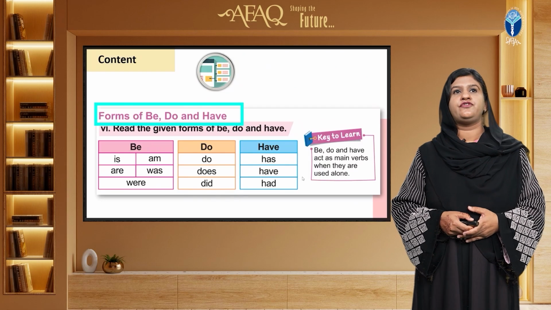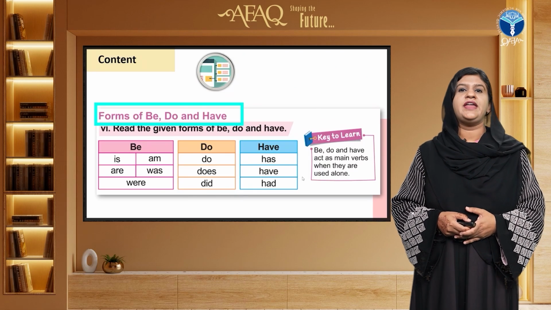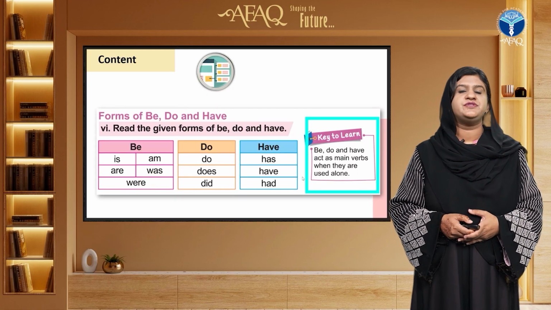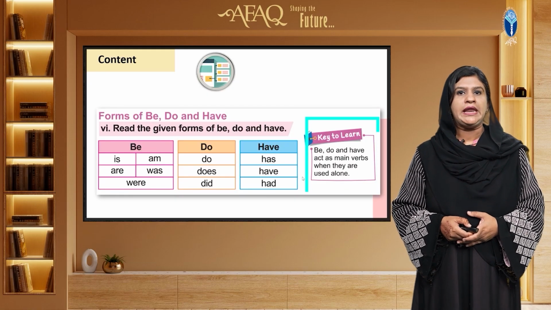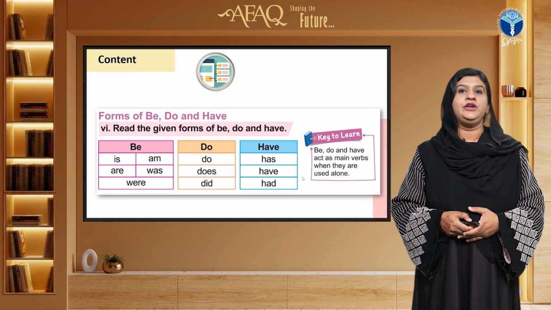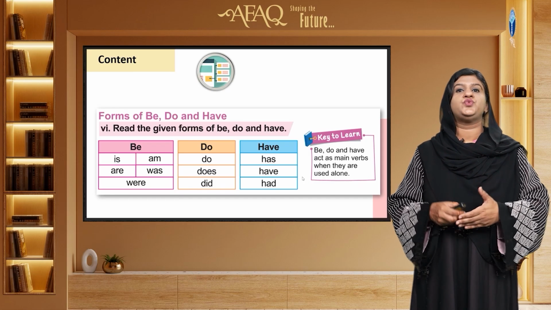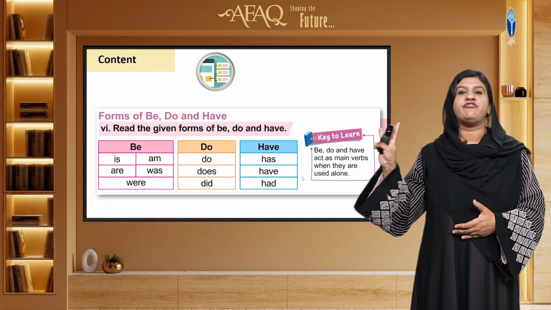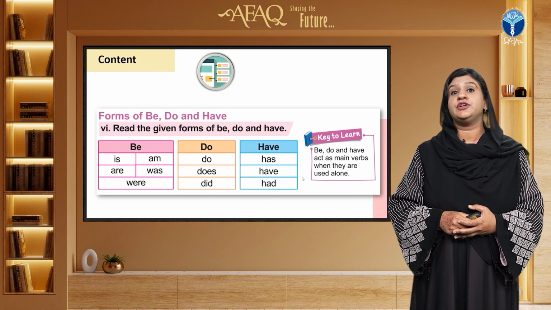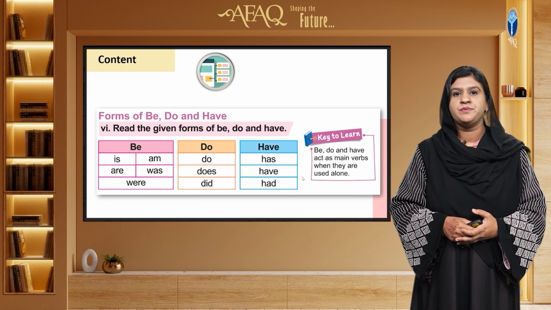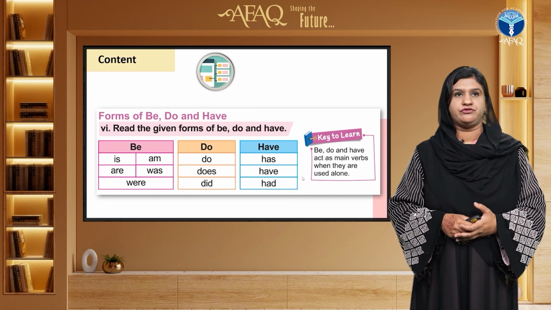The next is forms of be, do and have. Be, do and have act as main verbs when they are used alone. How? We are going to see that. And my dear kids, here you are going to notice that all these words have some forms. Be, do and have. These words have some forms because these words act as main verbs. Look at the forms very carefully.